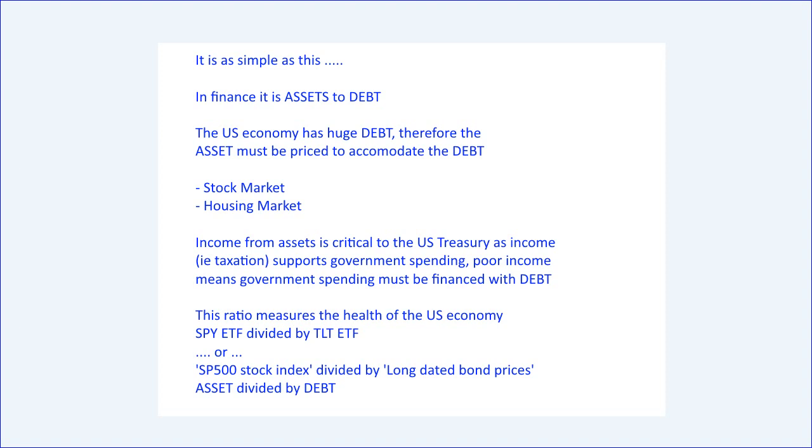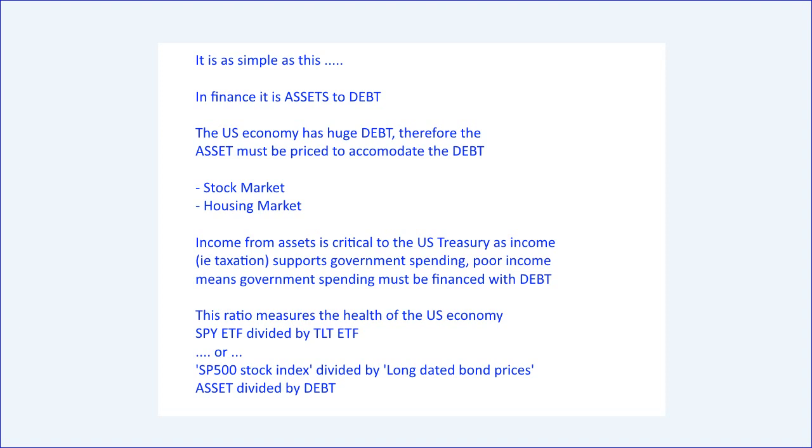Welcome to readtheticker.com. Today we're going to talk about one of the simplest measures of macro in the US economy. It's as simple as this. In finance, it's assets to debt. The US economy has huge debt, therefore the assets must be priced to accommodate debt. Assets of importance are the stock market and the housing market. Income from assets is critical to the US Treasury, as income supports government spending. Poor income means government spending must be financed with debt.